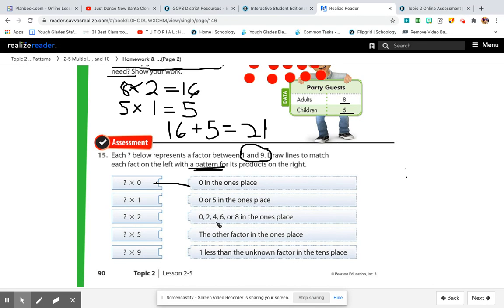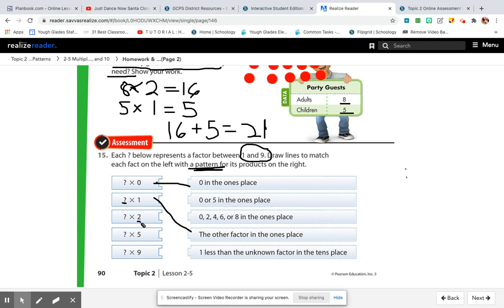Just 0, 2, 4, 6, 8 in the ones place? The other factor in the ones place. Meaning anything times 1 will be the other factor for the product. That is it. So are you checking your answers? How did you do? This one's a simple one.